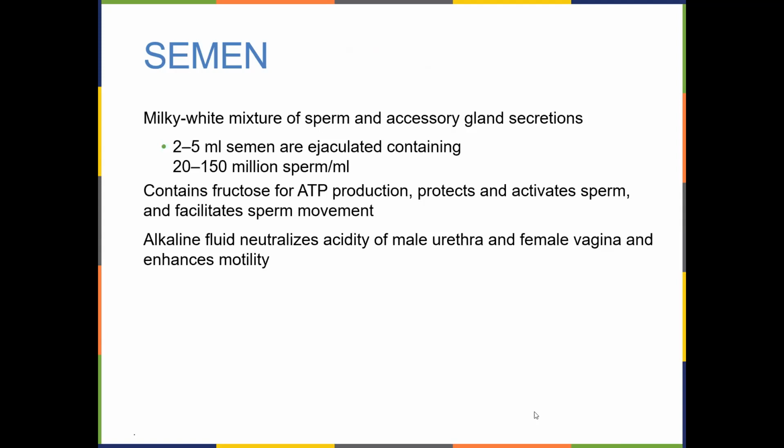The vagina is acidic. It's open to the outside, just like the urethra is. So we need to kill bacteria, so we have an acidic environment. And we need to neutralize that if the sperm have a chance of ultimately reaching the site of the egg, if there is an egg there.